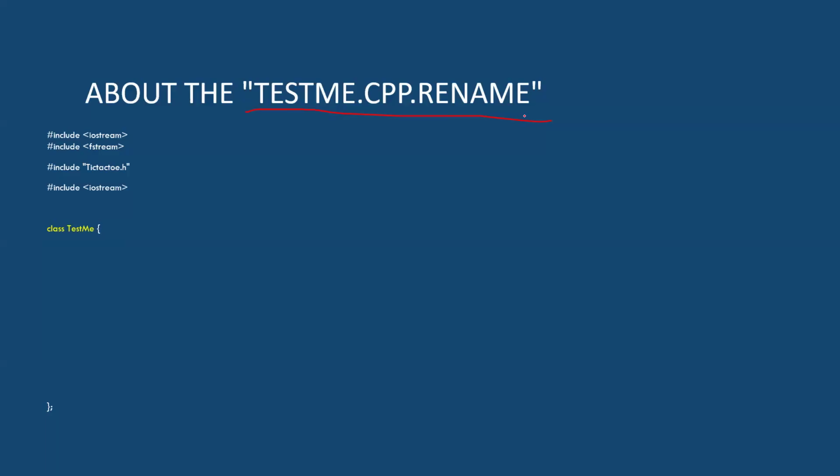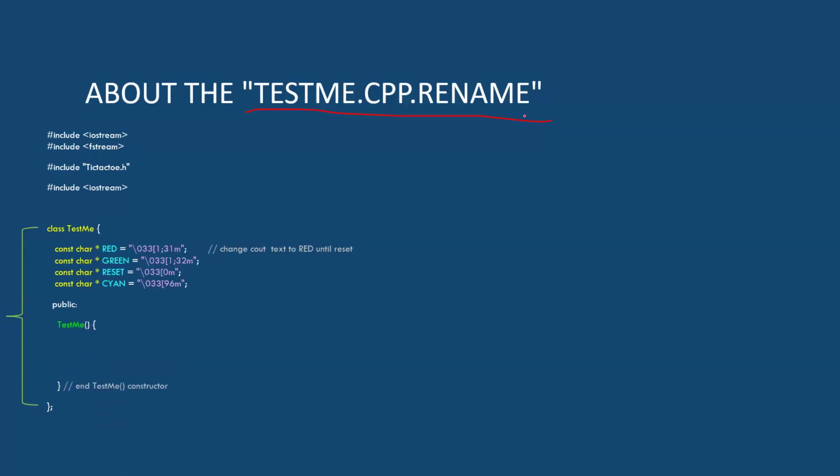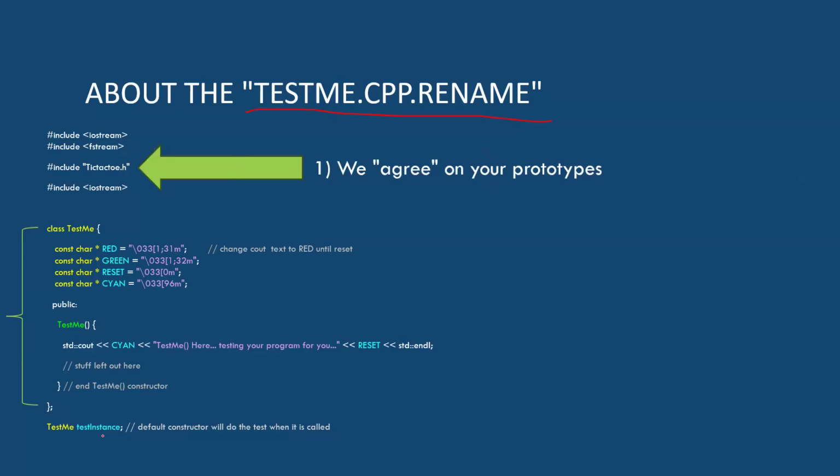Notice that I've got a class here called testMe, and it's got some stuff in the middle, but mostly it's got a giant constructor. That's where my testing happens. You might think, well, that's just the class. How does the actual testing begin? Well, at the bottom of my testme.cpp file, I create an instance of myself, which automatically calls the constructor, and we are agreeing on a tic-tac-toe prototype. So I am going to call your functions using that exact prototype, okay?